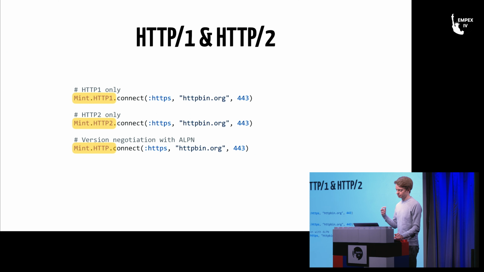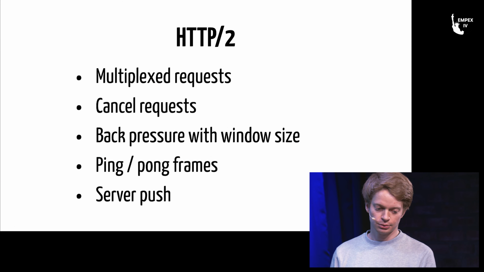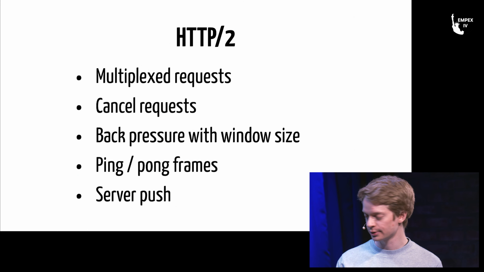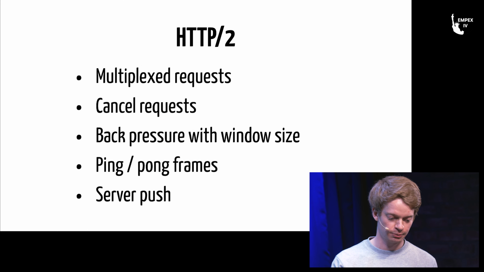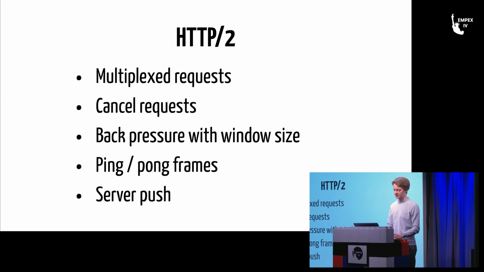When using HTTPS, we will connect to the server and say that we want to use HTTP 1 and HTTP 2, and the server responds back with the version that it supports. As I said earlier, with HTTP 2 you can do concurrent requests, which is also called multiplexing. You can cancel requests. We also support back pressure with window sizes, and we have ping and pong frames that can be useful to measure latency or check if the connection is alive.